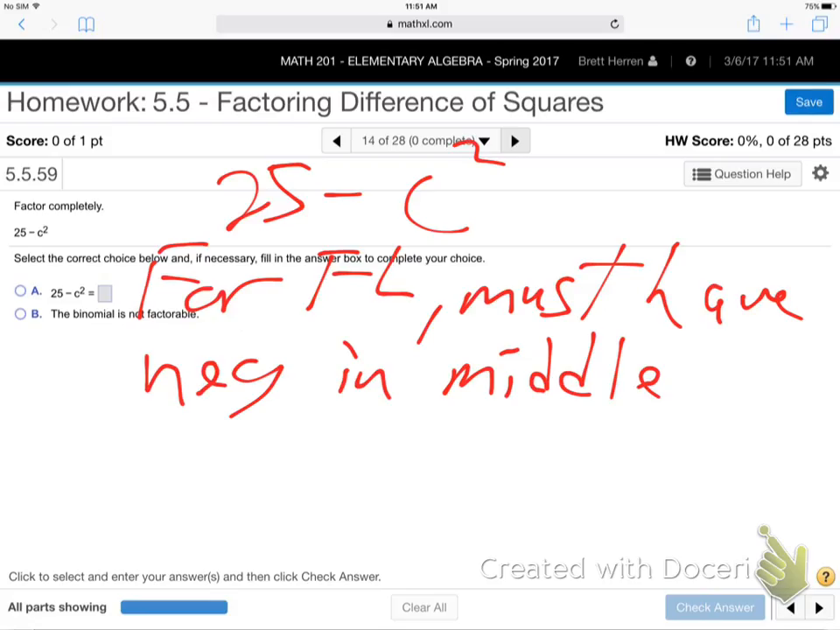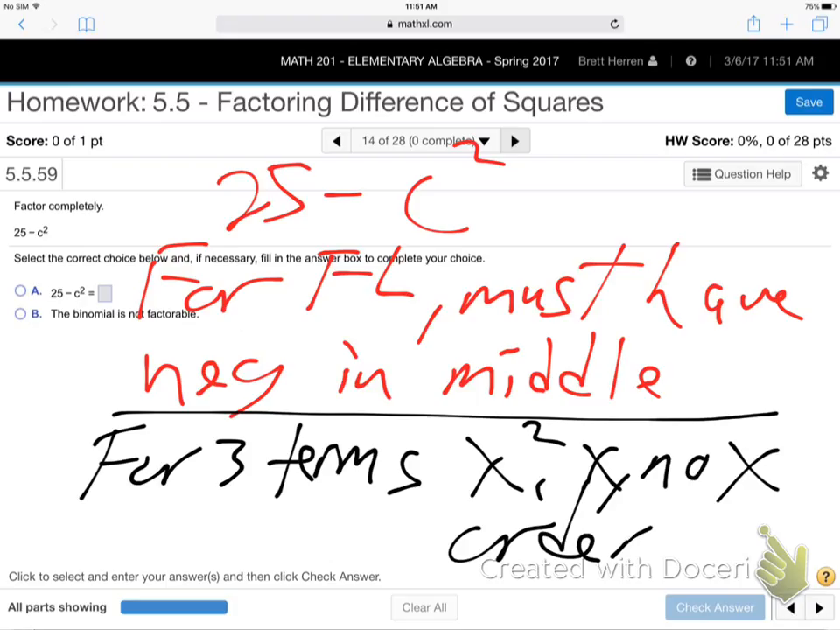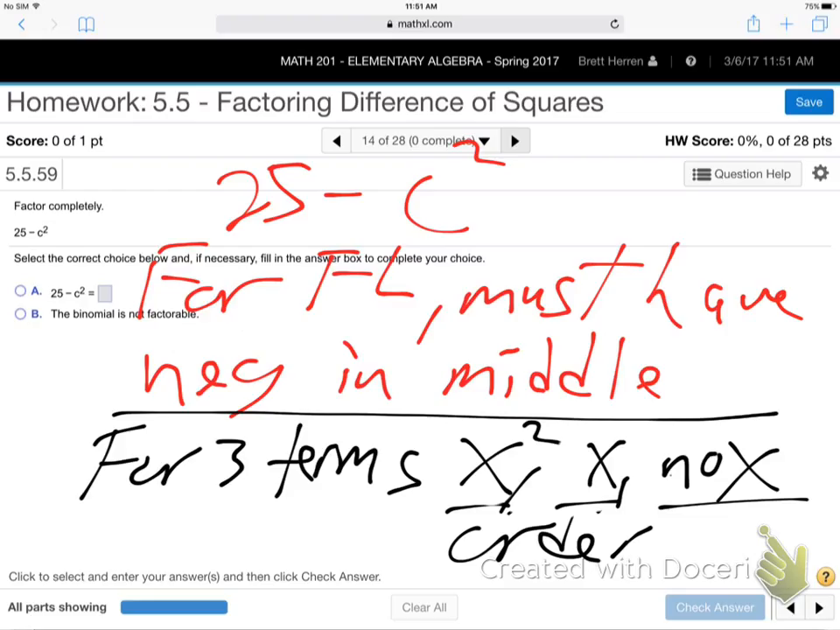You say, wait a minute, so you told us all that stuff about highest power in the front? Yeah, that was only for 3 termers. I know this is where you have to remember the different situations. For 3 terms, you have to have x squared, x, no x order. For 3 termers, you have to have the x squared coming first, the regular x, and then the no x at the back. That makes sense.